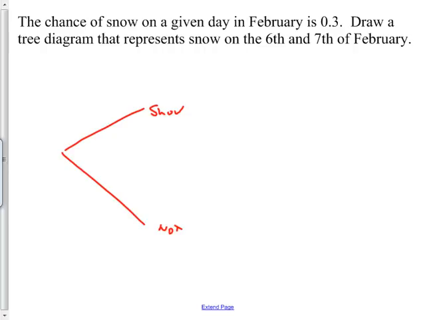And you could put S for snow and N for not, maybe. All right, do you agree that the snow chance is 0.3? Then what's the not chance? 0.7. Now some of you are thinking, but how do I get the next day here?